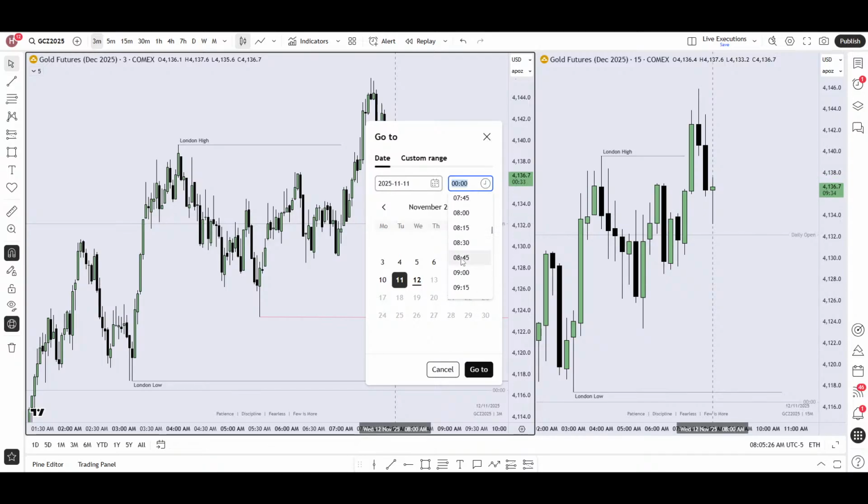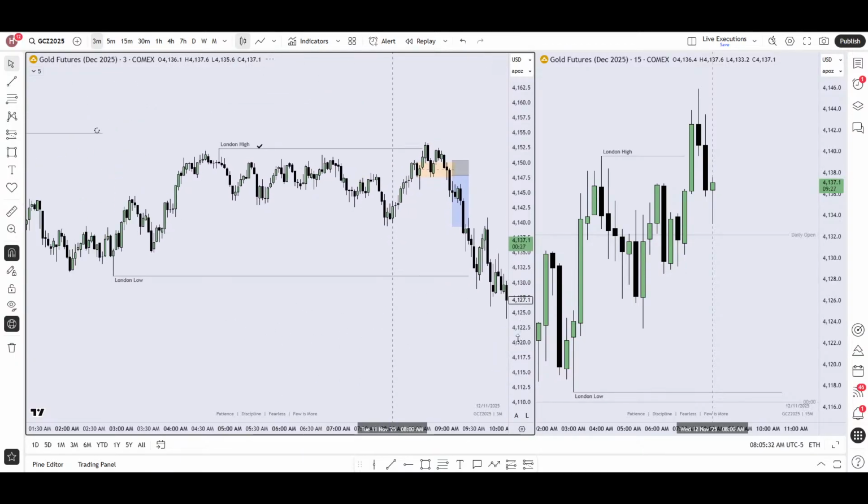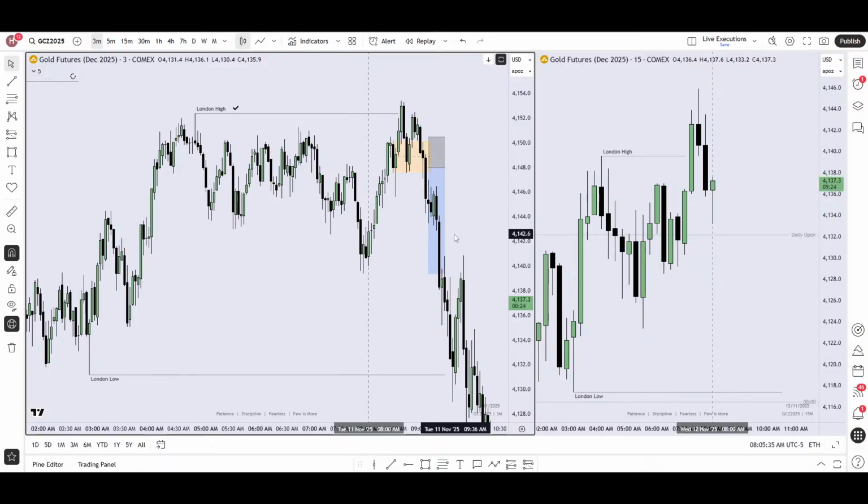So this was yesterday, same time. Delineated 8 a.m. as usual. We printed London high, London low. I was looking for London high to be swept, then we'd have a rejection. I was looking for price to trade back into this 3 minute bullish order block, close below it, which makes it a bearish breaker block.